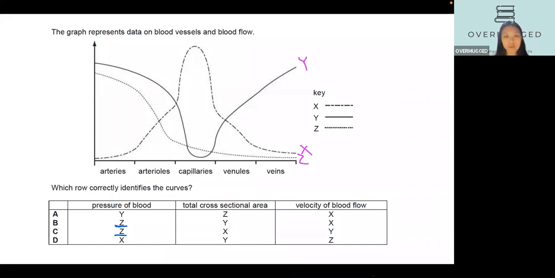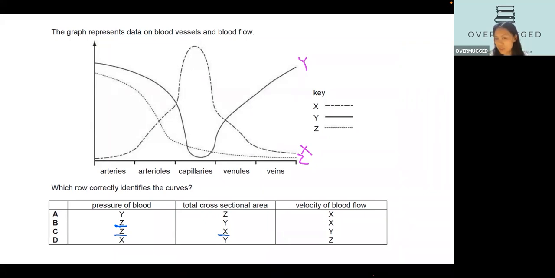Okay, how about total cross-sectional area? I think this is the part that confuses my students. But we just mentioned that the capillaries, when it branches, increases the total cross-sectional area, right? So therefore, the peak of the cross-sectional area would be at the capillaries. So therefore, the X curve is cross-sectional area. Okay, so the answer is obvious now, but let's talk about the last one, velocity of blood flow.